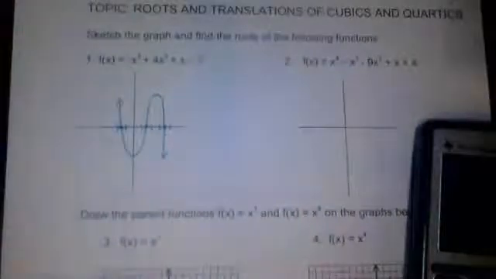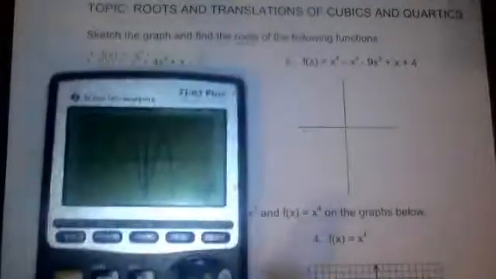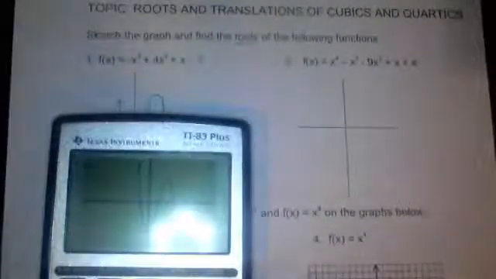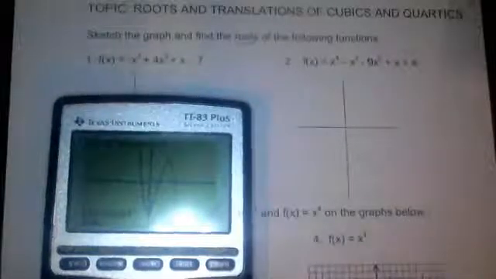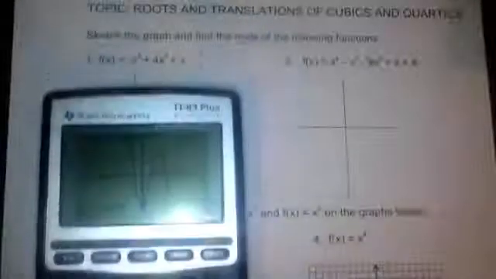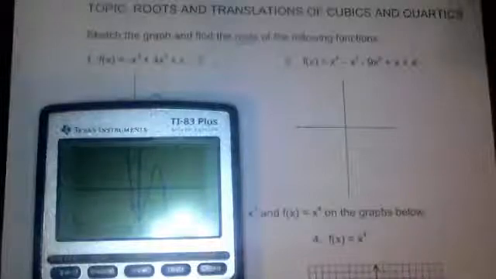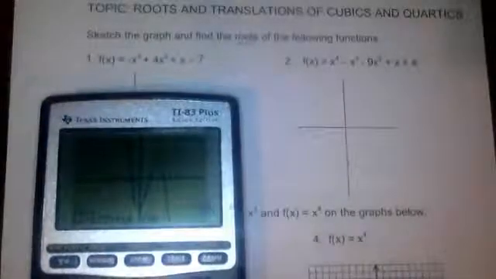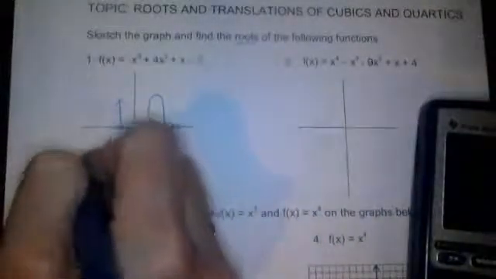All right, so it says that they want us to find the roots. So we're going to find the roots by second calculate, second trace, the zero. And then we're going to use our left, right arrow keys to go left and right of each of our zeros. So there we're on the left. Push the right arrow, move to the right, hit enter. So that one is at -1.253, so this one is at -1.2530.